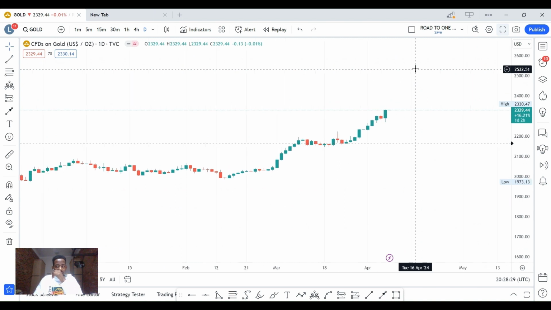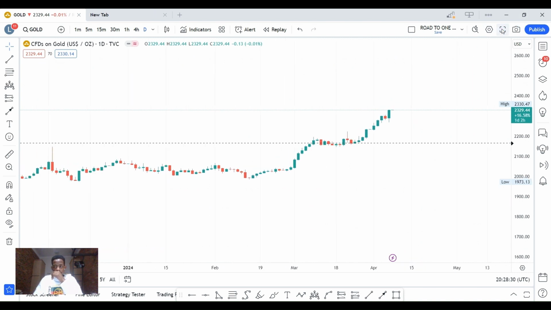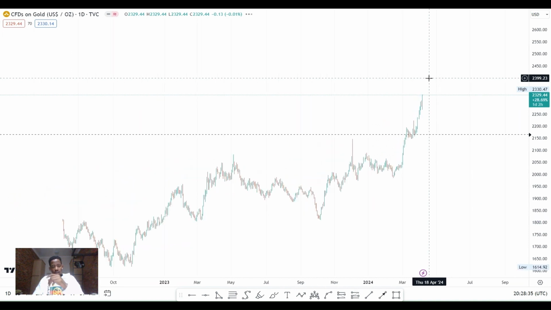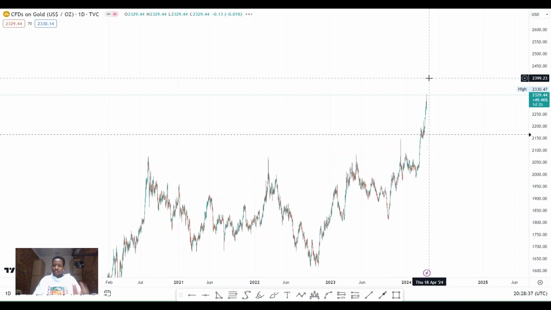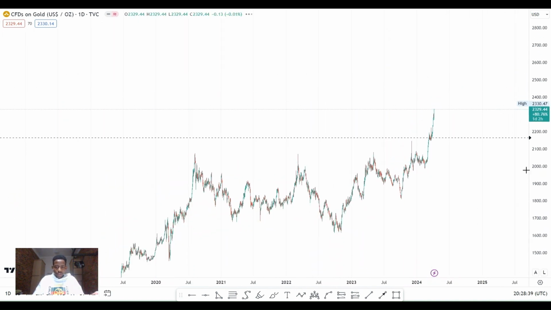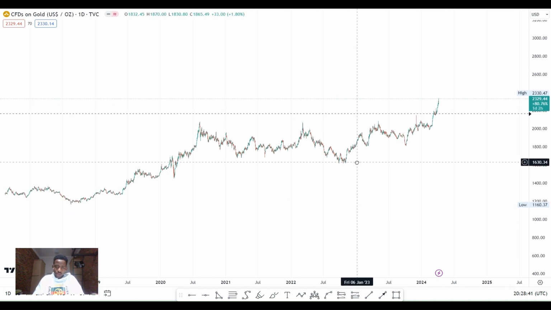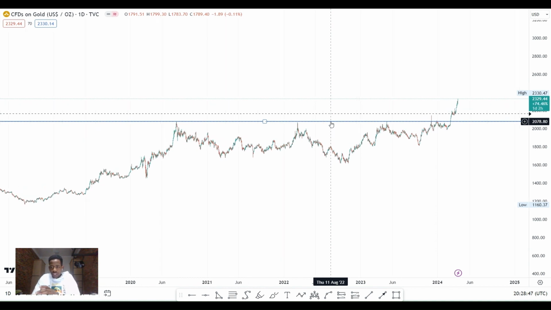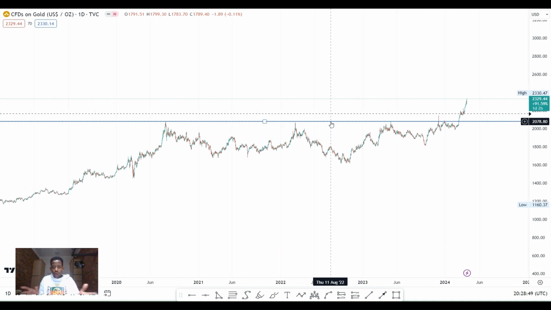Now, starting from the daily time frame. First things first, man, what do we cater for? I've been preaching this and I'll always be preaching it. We cater for areas of significance after getting the trend. The overall trend we are in now is a bullish trend. After getting the trend, we cater for areas of significance.